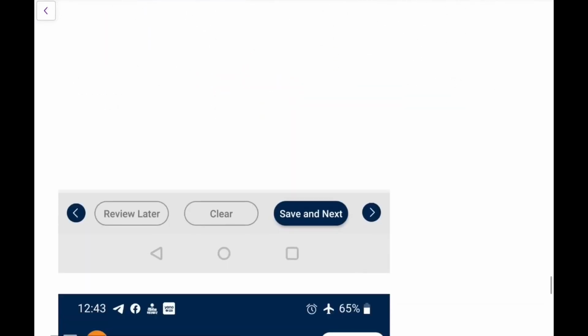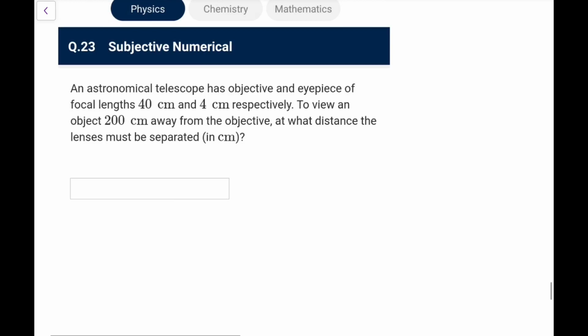Now the next: an astronomical telescope has an objective and eyepiece of 40 and 4 respectively. To view an object 200 centimeter from the objective, at what distance must the lenses be separated? Okay, so where you want to view would be an important thing here. So let me assume where we will be viewing, let me check it first.